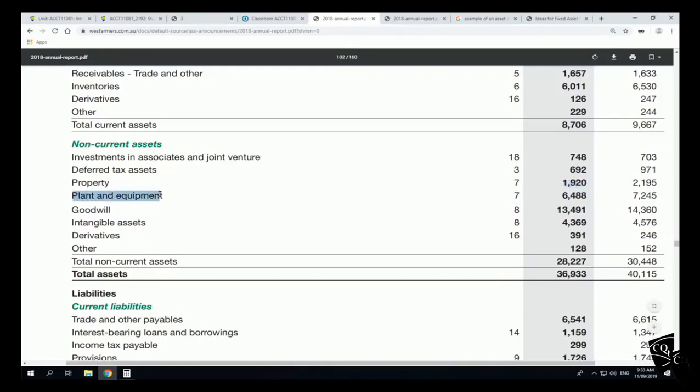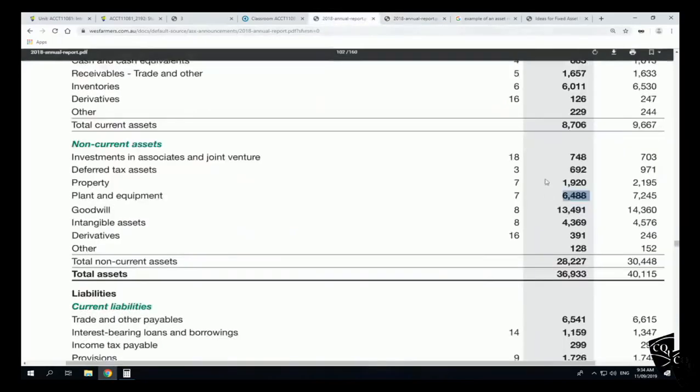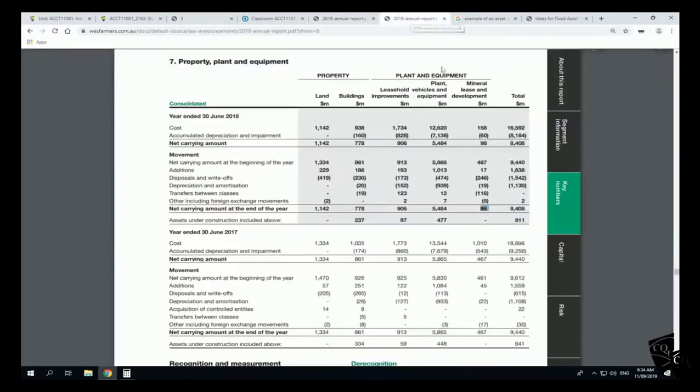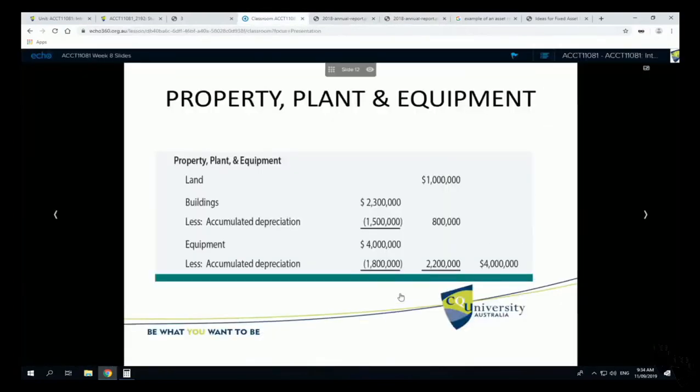And same thing for plant. If I want more disclosure of what this 6488 figure is, go to note 7 and add up this. So see, they've got a heading for plant and equipment, and they've split them into leasehold improvements, plant vehicles and equipment, and mineral lease and development. And they've got 3 totals here, which I'm pretty sure if I add those 3 amounts up, they would add to the 6488.